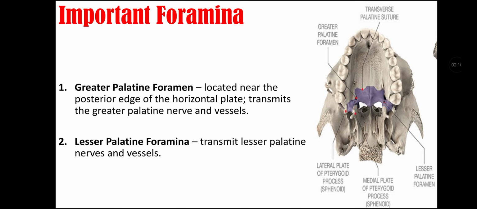Important foramina. It has greater palatine foramen and lesser palatine foramen. Greater palatine foramen is located near the posterior edge of the horizontal plate and it transmits the greater palatine nerve and vessels. Lesser palatine foramen is located just behind the greater palatine foramen and a little laterally. It transmits the lesser palatine nerve and vessel.